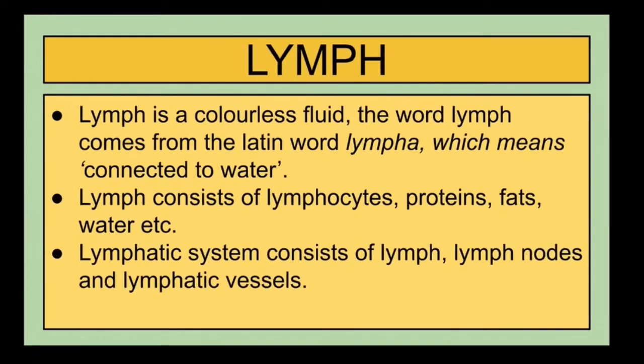Lymph is another connective tissue. The word lymph comes from lympha, which means connected to water. Lymph consists of cells called lymphocytes. Lymphatic system consists of lymph, lymph nodes, and lymphatic vessels.